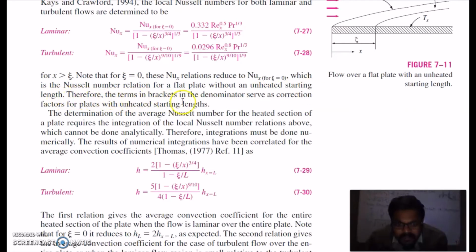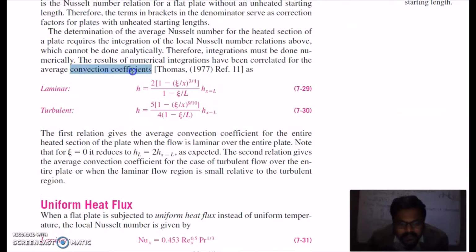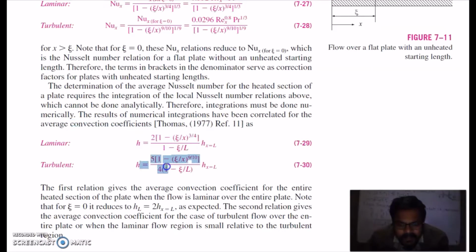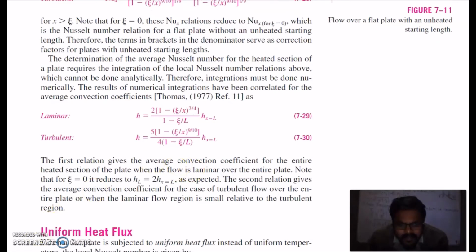Therefore, the terms in the brackets in the denominator serve as a correction factor for a plate with an unheated starting length. The convection coefficients for this case are given here for laminar and for turbulent flow. If you put this value as 0, you will get that your HL is equal to 2Hx.